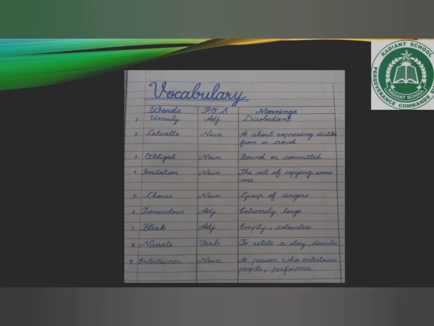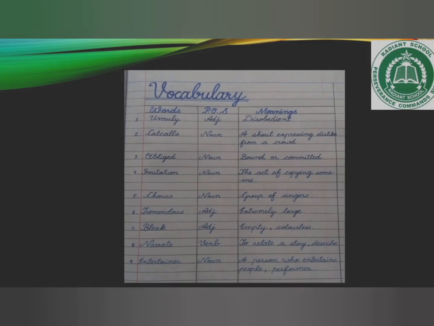Write the first word, that is unruly. And students, don't forget to start the word with a capital letter. Write in neat handwriting and start with a capital letter. Part of speech of the word unruly is adjective and its meaning is disobedient. When we were doing the reading, I told you the meaning of unruly: disobedient, uncontrolled. So we will write disobedient.